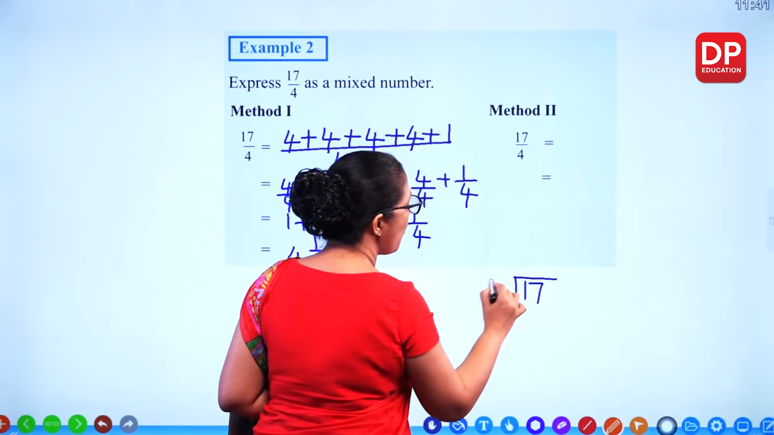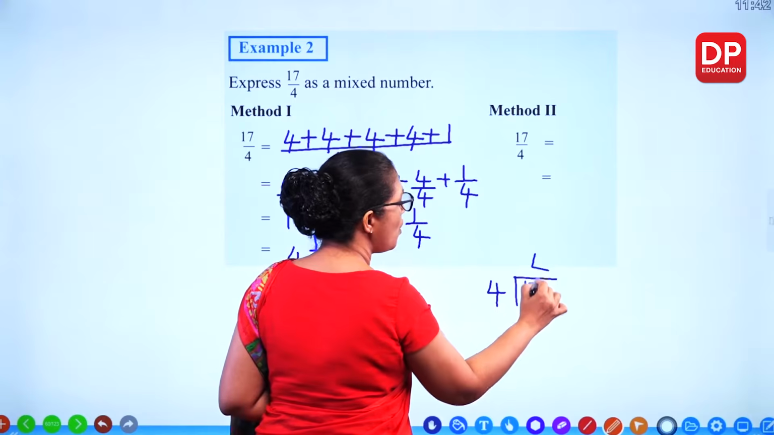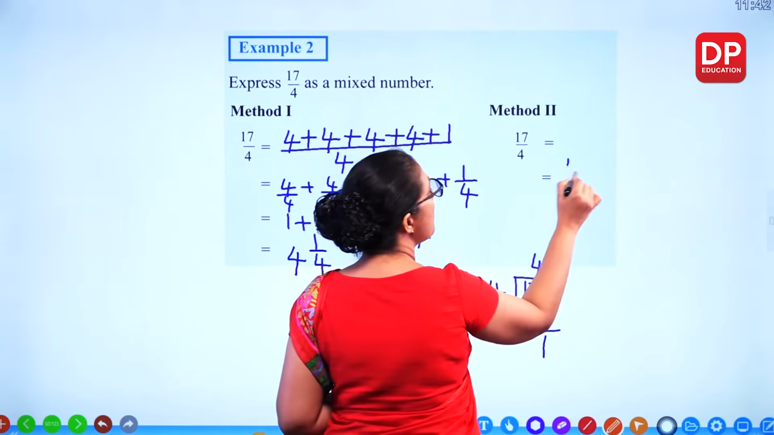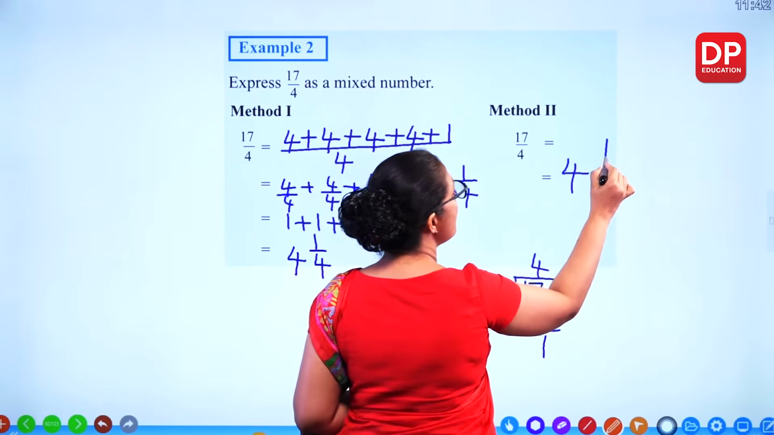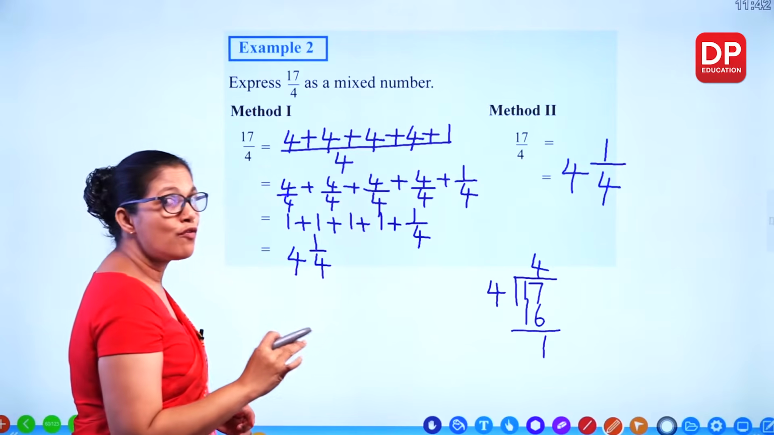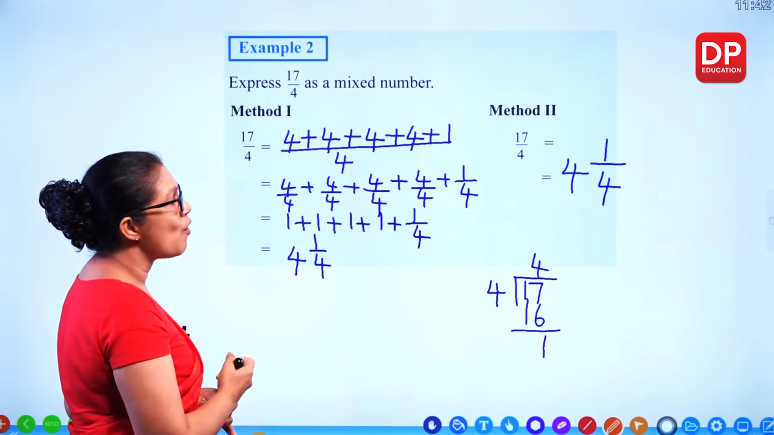17 divided by 4. 4 times 4, 16, and remainder 1. So 4 full parts are there, 1 remaining out of 4. So you can write 4 full parts and 1 out of 4.